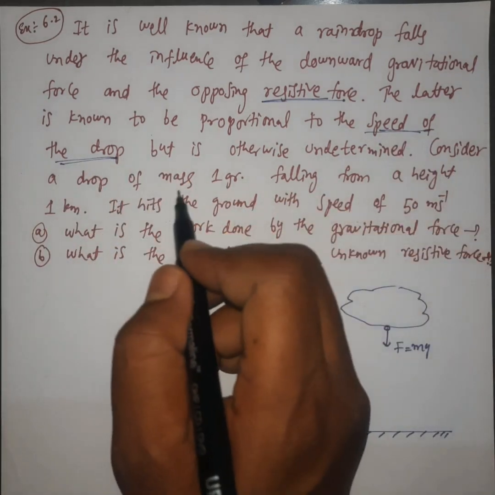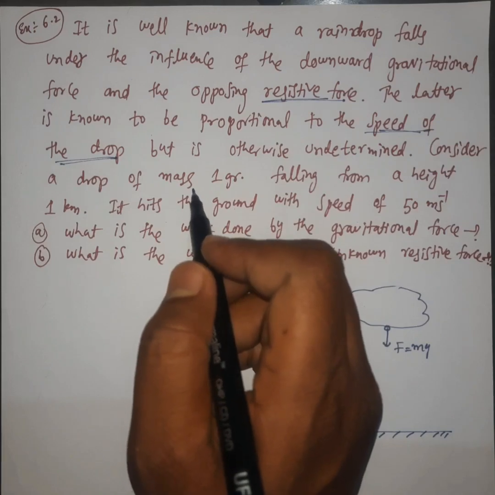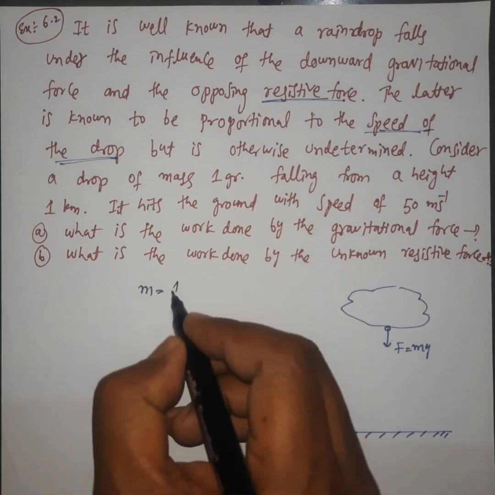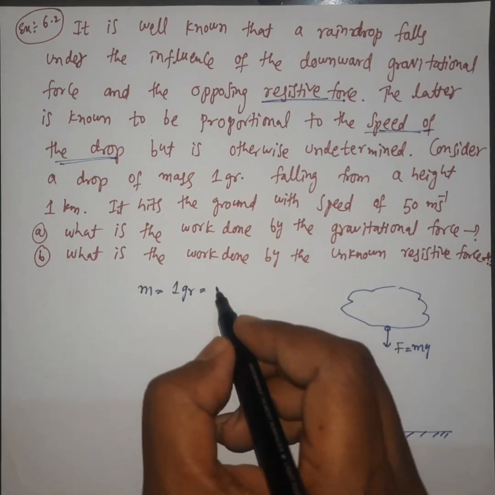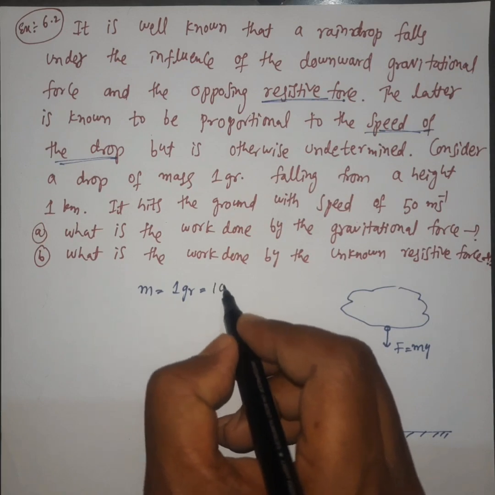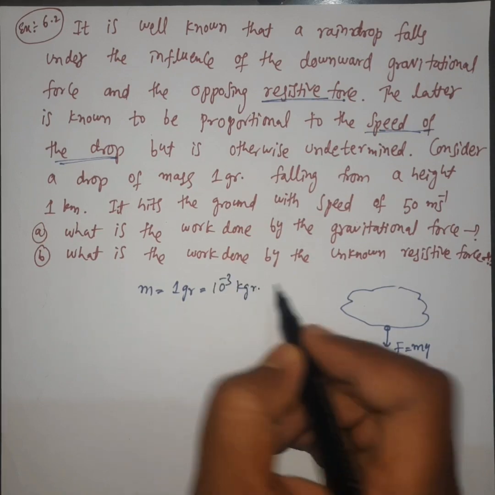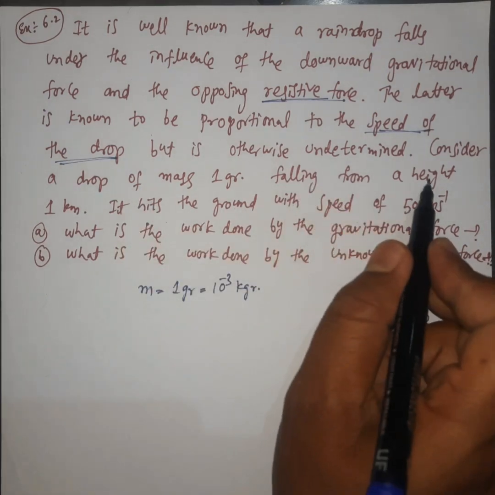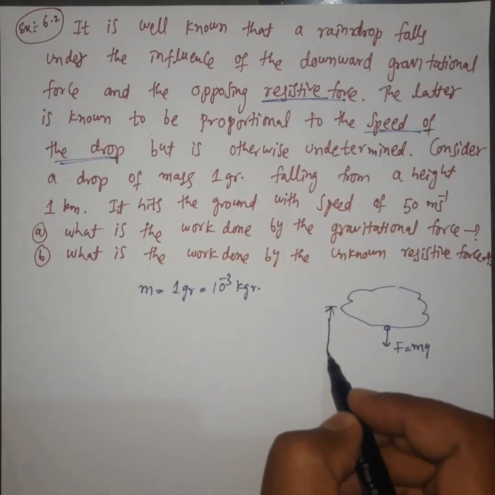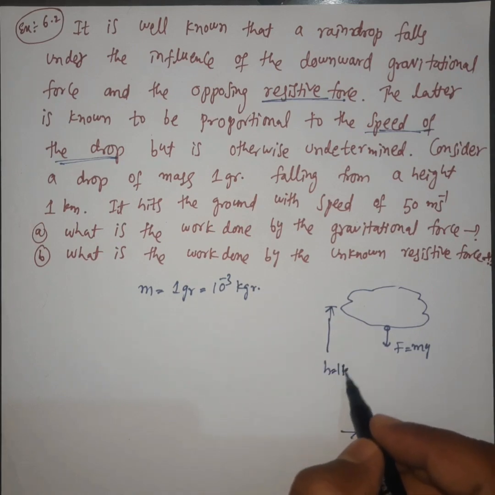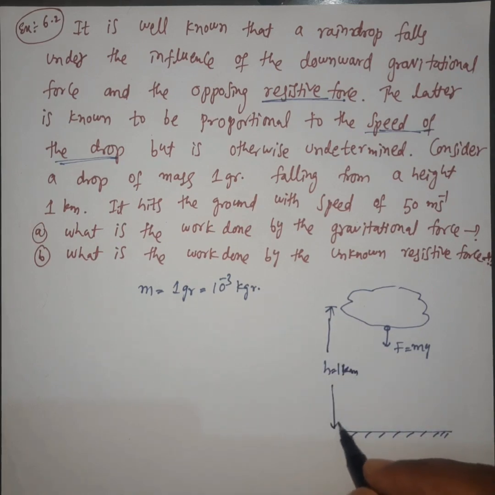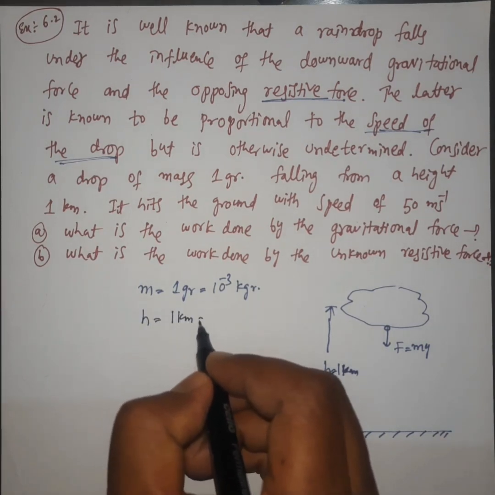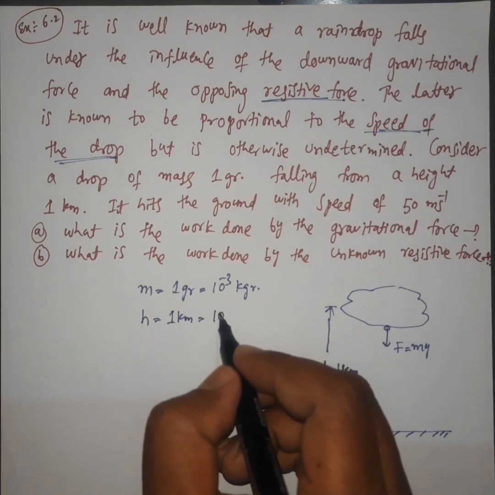Consider a drop of mass, so the mass of the drop is m is equal to 1 gram. Convert into kg, so it is 10 to the power minus 3 kilogram. And falling from a height. Here the height is given, H is equal to 1 kilometer. Convert into meters, it is 10 cube meter.